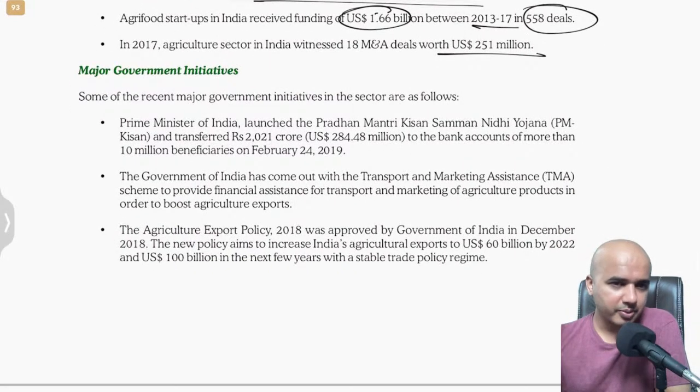Now, what about the government then? What has the government done with respect to agriculture? What are their initiatives? Let's read those one by one.